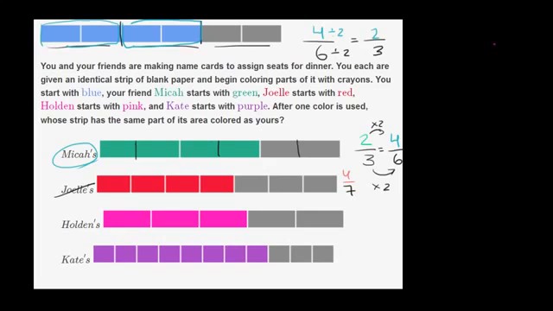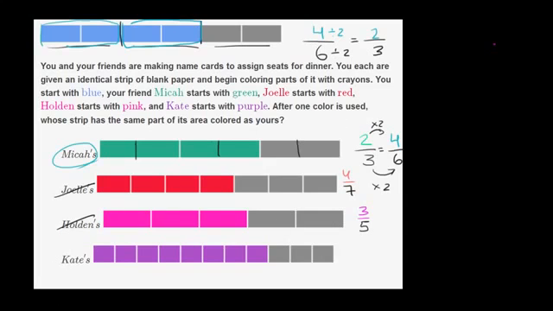Holden has colored in 3 out of 5 sections. Once again, it's not obvious that I can multiply both the numerator and the denominator of 3/5 by something to get to 4/6. So these aren't equivalent.